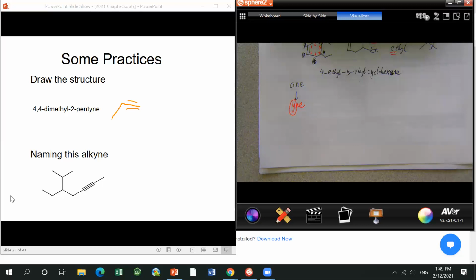Okay, I saw the C≡C triple bond, good. Let me see, 1, 2, 3, 4, 5. Okay, actually pretty good. The only thing I need to remind you: for the C≡C triple bond, you need to show the bond angle of 180 degrees. So here you see, you cannot draw a bent bond.